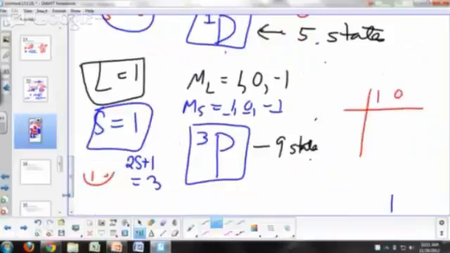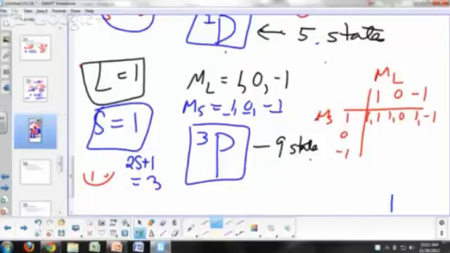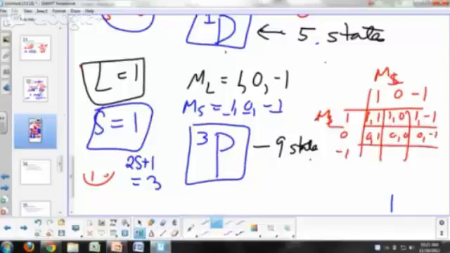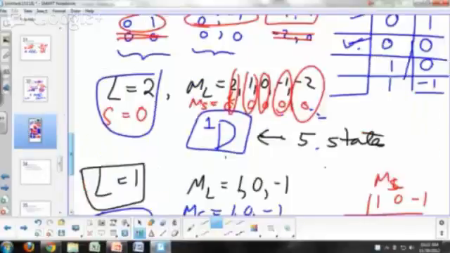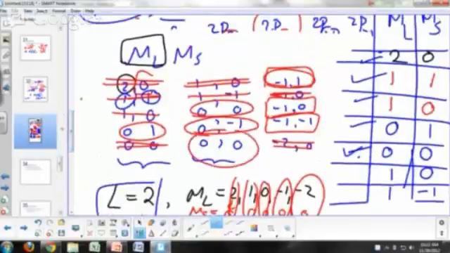So your M sub L would be 1, 0, -1, and your M sub S would be 1, 0, -1. Okay, so you have 1, 1, 1, 0, 1, -1. Oops, the other way. This is M sub L, that's M sub S. 0, 1, 0, 0, 0, -1. And then you have -1, 1, -1, 0, and -1, -1. That takes care of 9. How many states do we have remaining? 1 more. Okay, we struck out everything else except the 0, 0.